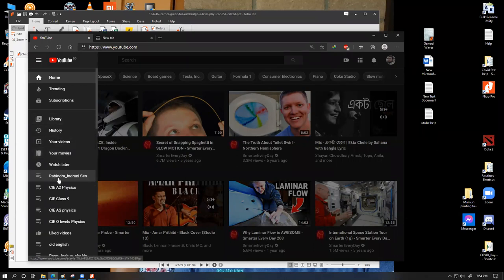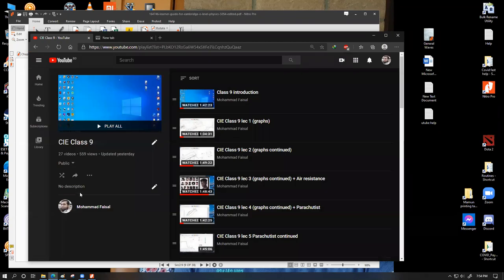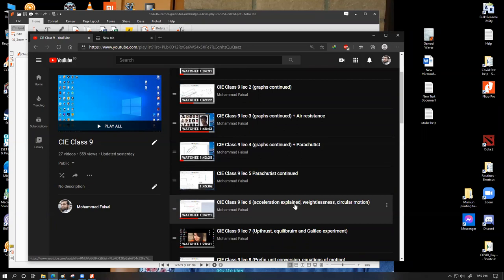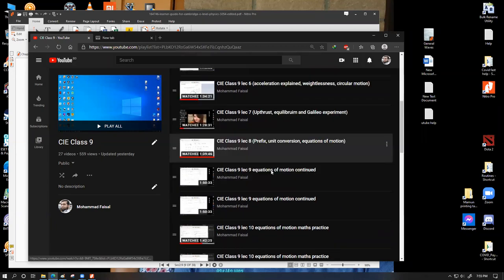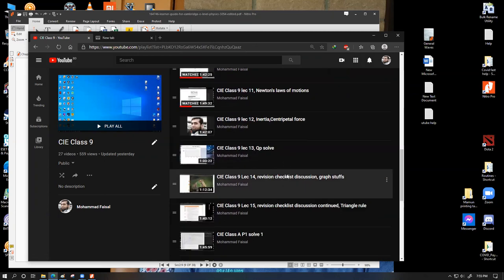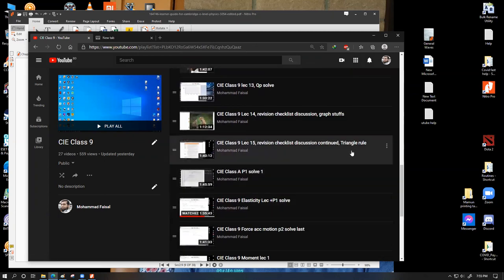So if you just go into the class 9 worksheet, class 9 volume, we have the graph discussion over here, the graphs continue, graphs further continue. We have air resistance, then parachute is a graph. So we have these things covered in a very wide, vivid level of detail for the force acceleration motion, which actually happened up to here. This is the part where the discussion for the force acceleration motion chapter finished, which is actually pretty long.